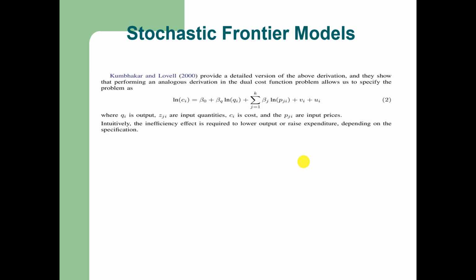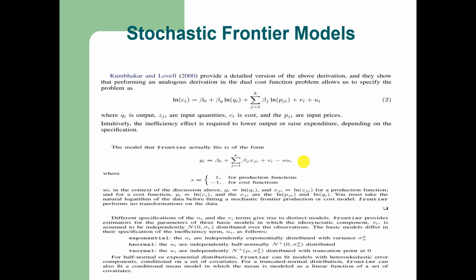In this stochastic cost function, qi is the output, zji are input quantities of inputs j that varies from 1 to k. Ci is the cost of the ith producer or ith firm, and pji are the prices of the j inputs that varies from 1 to k. The efficiency effect is required to lower output or raise expenditure depending upon the specification of the function.